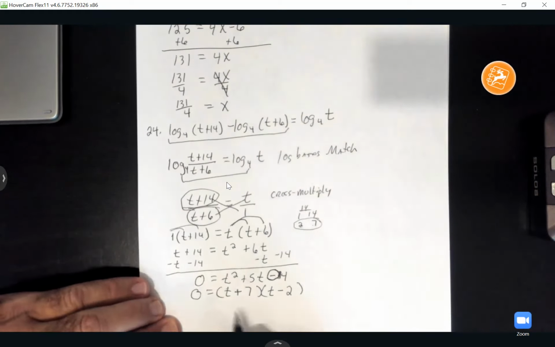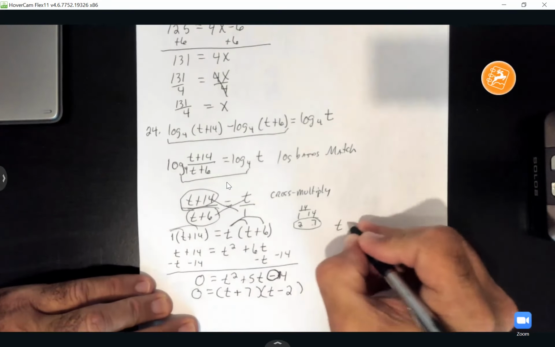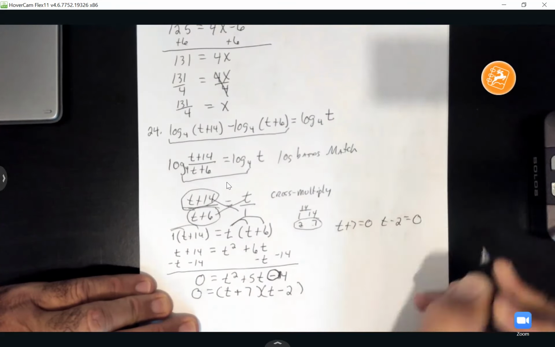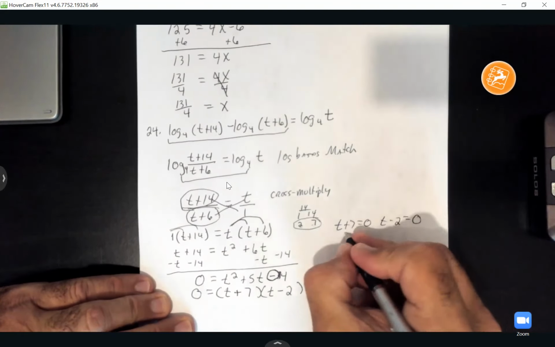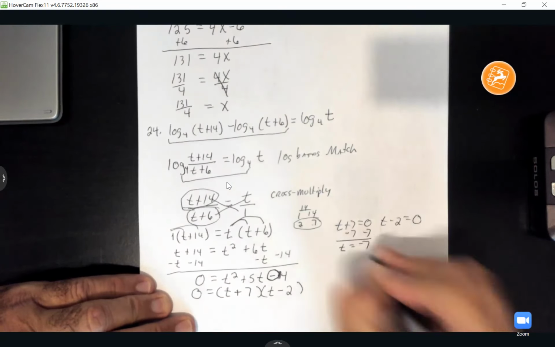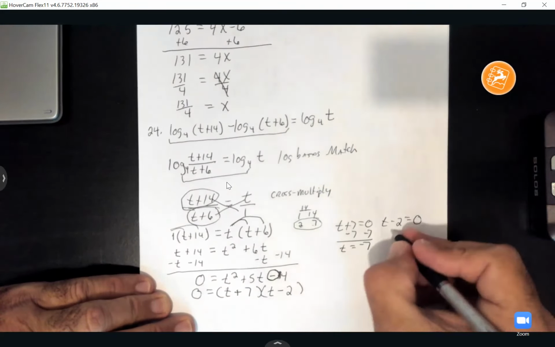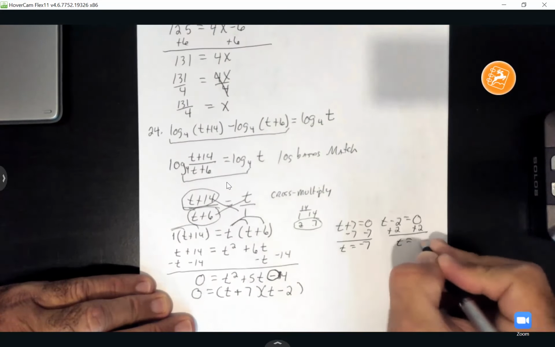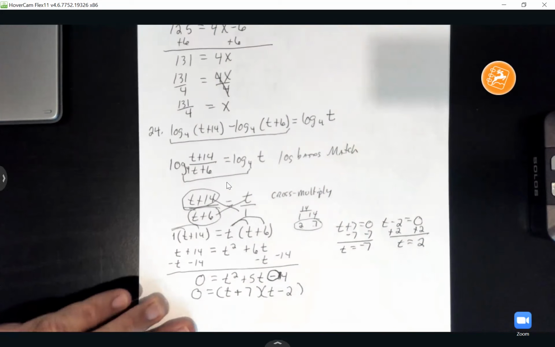All right, y'all. So at this point, we have to set both of those factors equal to 0 and solve for the t. So y'all, the first one, I'm just going to subtract 7. And I get t as a negative 7. The second one, I'm going to add 2. And I get t is a positive 2.